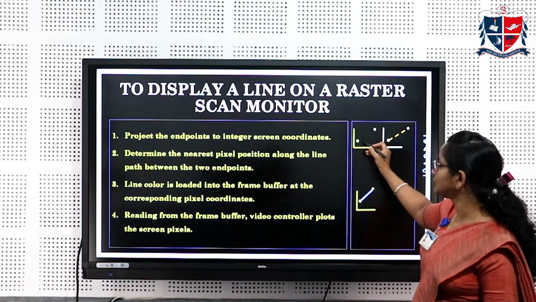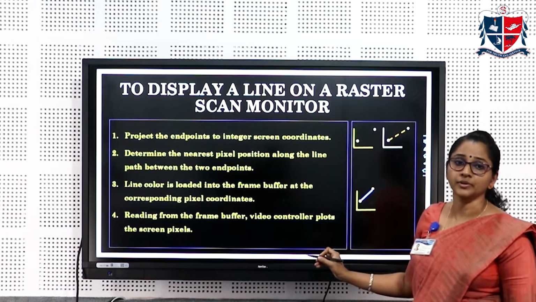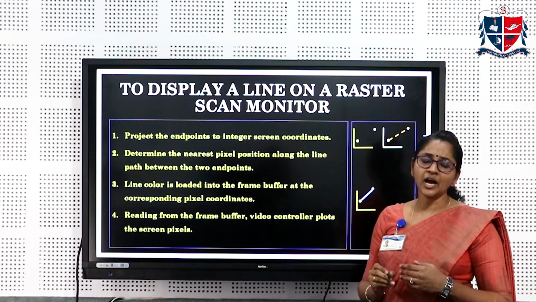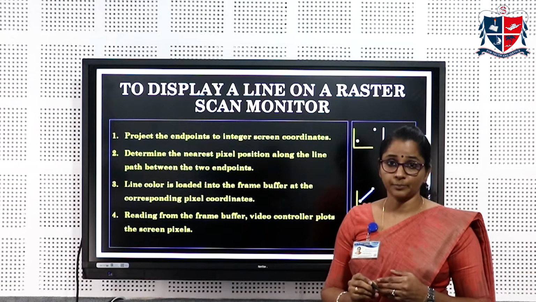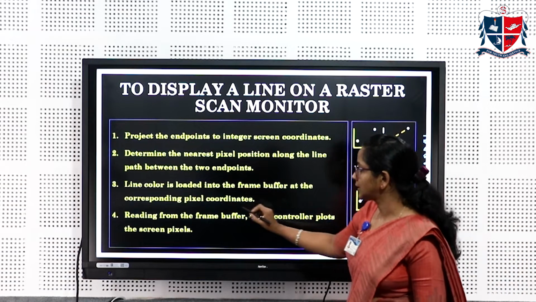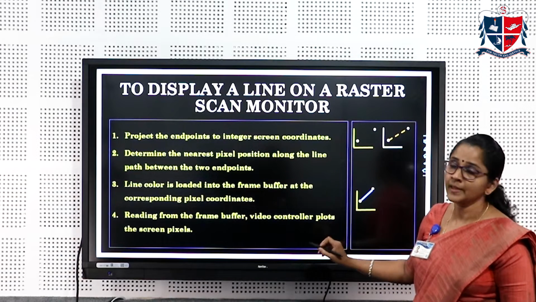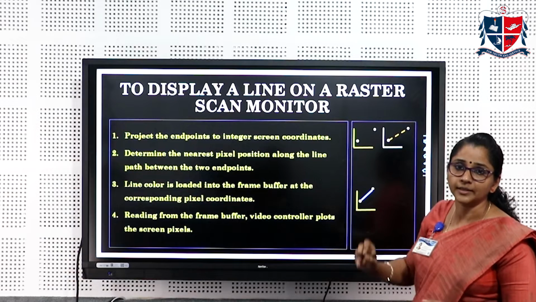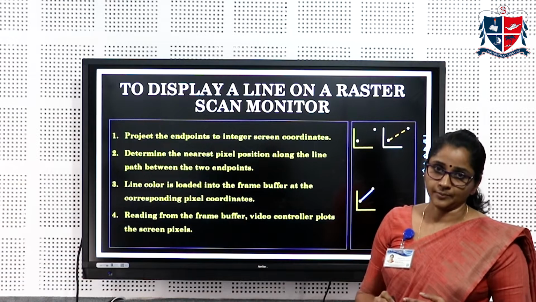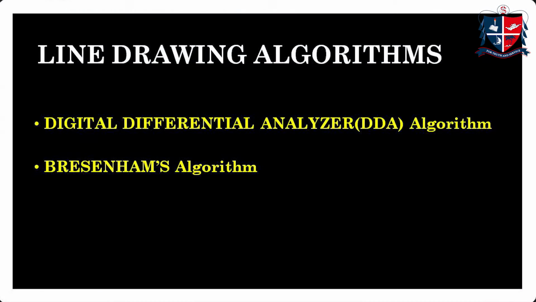Once we have identified the nearby pixel, we go for the color. Line color is loaded into the frame buffer with the corresponding pixel coordinates. Once we have plotted the pixels, we need to give a color to that pixel, and only then can we identify that position as part of the line. Then, reading from the frame buffer, the video controller plots the screen pixels. This procedure is continued from the starting point till the ending point, and at the end we can plot a line on the computer screen. This is the basic concept regarding line drawing on a computer screen.